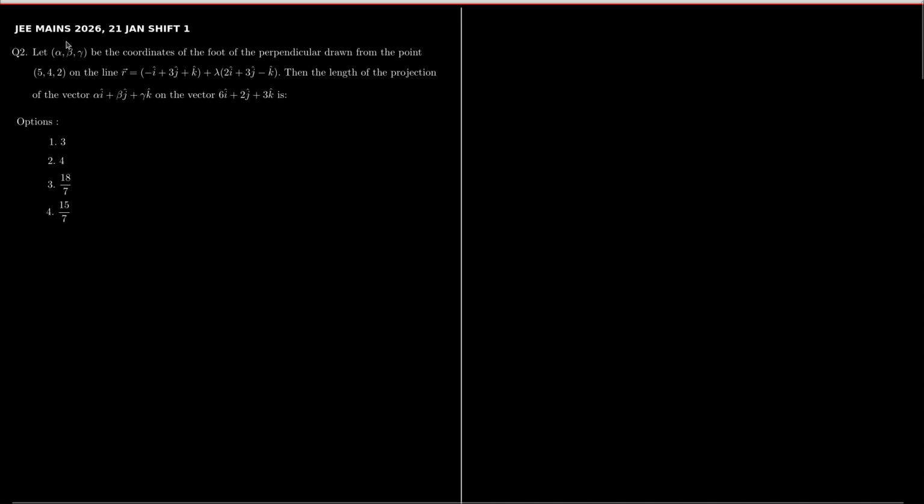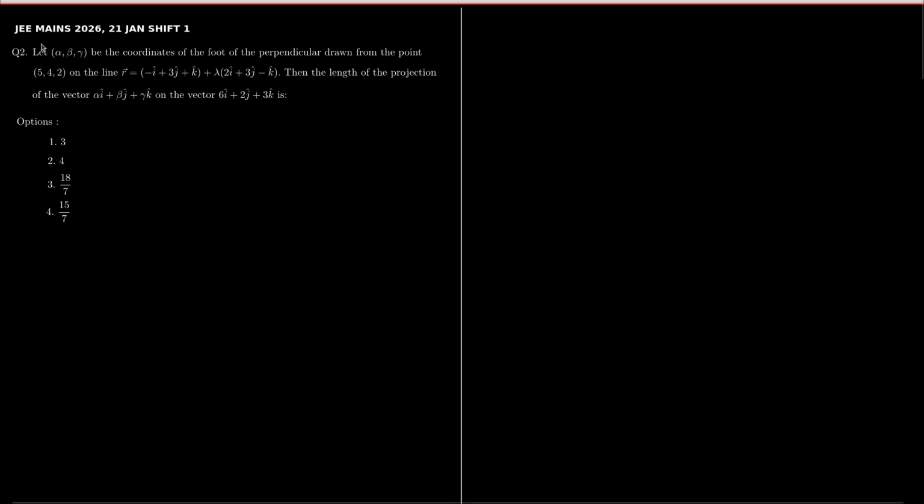Welcome to this video. In this video, we'll be solving the question on 3D geometry that came on JEE Mains 2026 on 21st Jan, Shift 1. This question is: let alpha, beta, gamma be the coordinates of the foot of the perpendicular drawn from the point 5, 4, 2 on the line R. The line R is given. The length of the projection of the vector alpha i plus beta j plus gamma k on the vector 6i plus 2j plus 3k is.